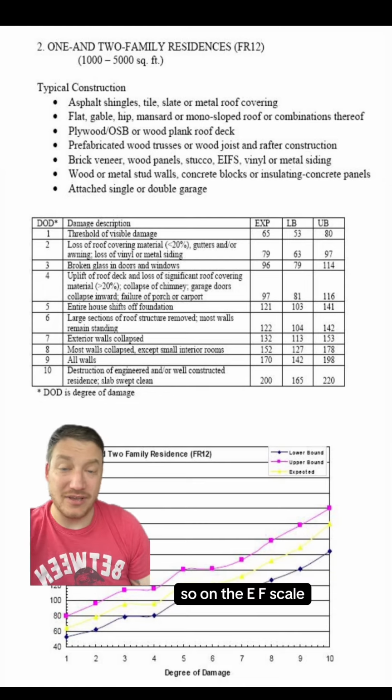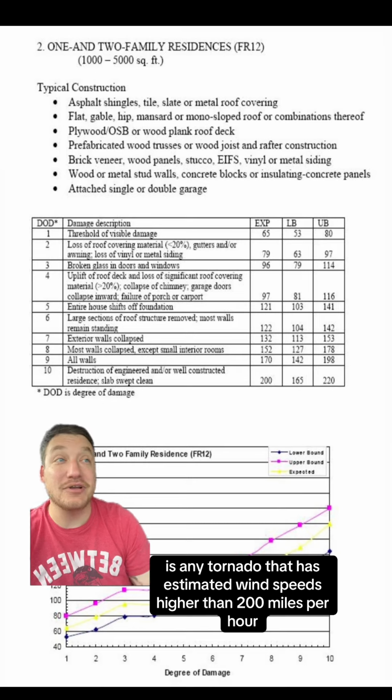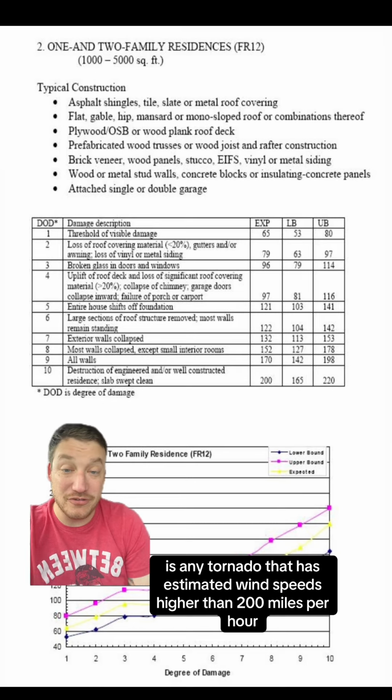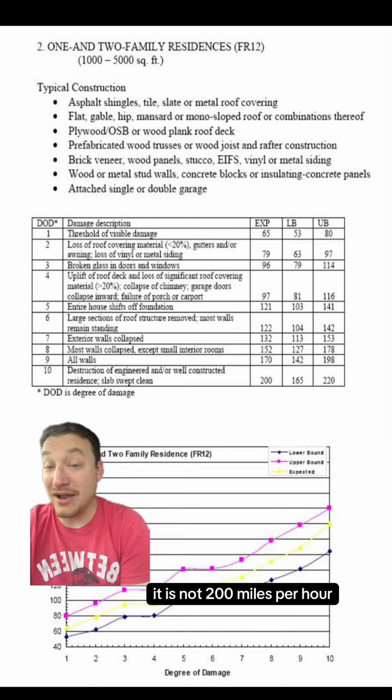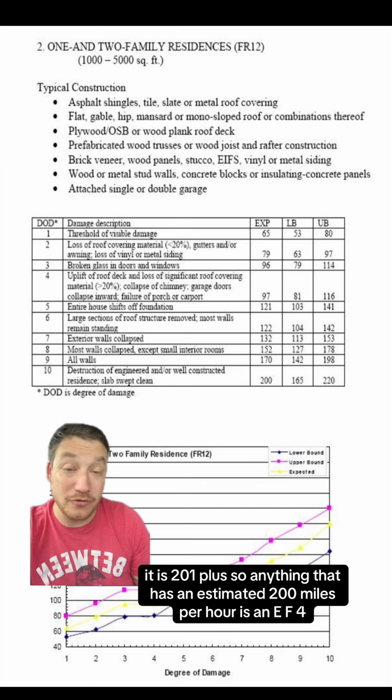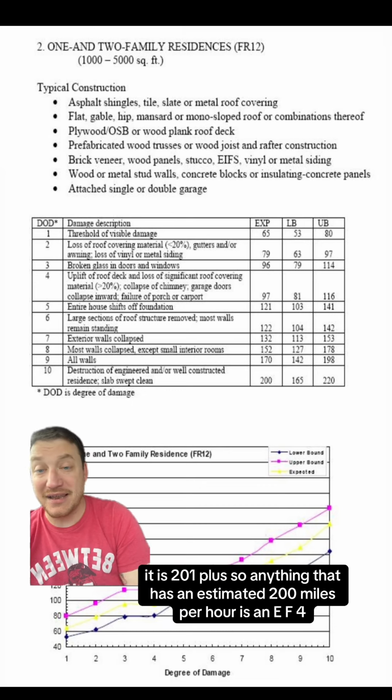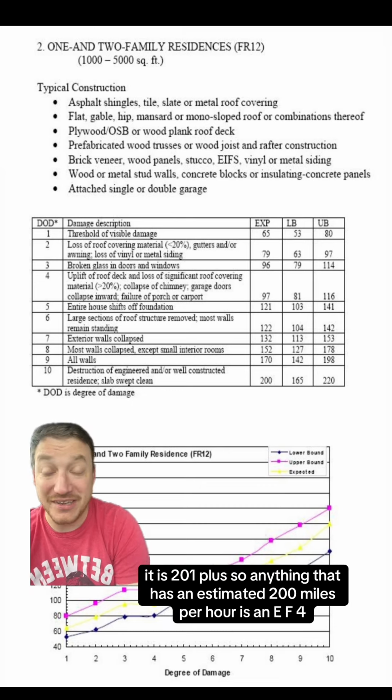So on the EF scale, an EF5 tornado is any tornado that has estimated wind speeds higher than 200 miles per hour. It is not 200 miles per hour, it is 201 plus. So anything that has an estimated 200 miles per hour is an EF4.